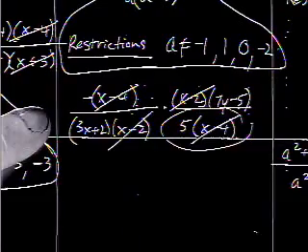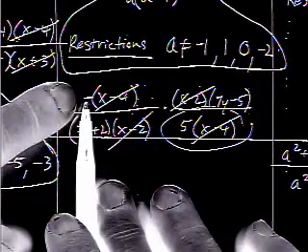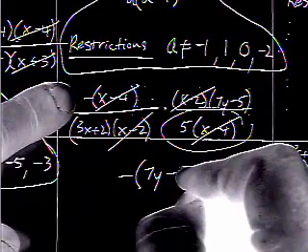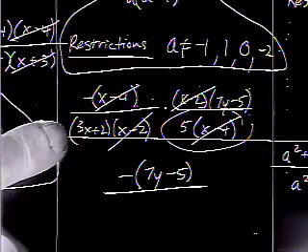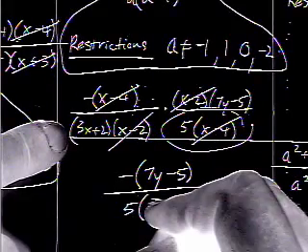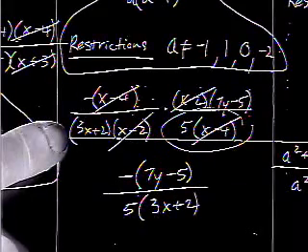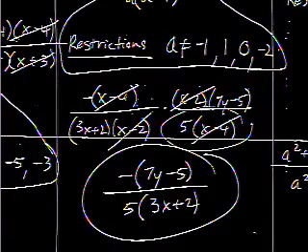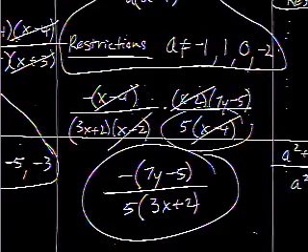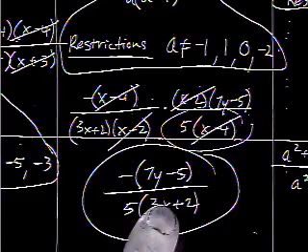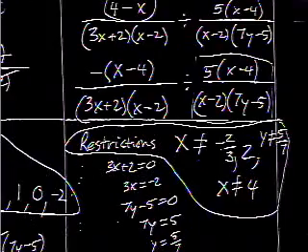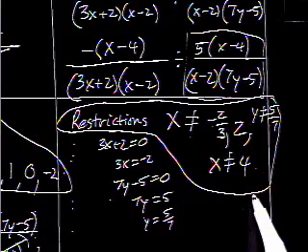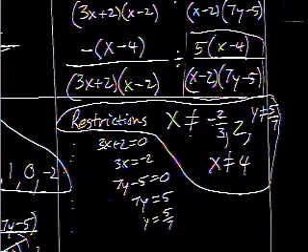I see those two. I see these two. Don't forget, you got a negative 1 there. So we got a negative 1 times 7y minus 5. You've got a 5 in the denominator and a 3x plus 2 in that denominator. So that's my final answer. And I've got a bazillion restrictions over here that we already had copied down. So you've got all those restrictions that we talked about, and then a simplified answer.